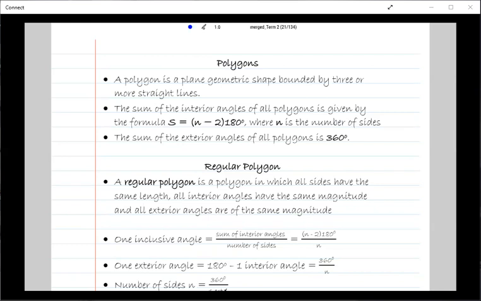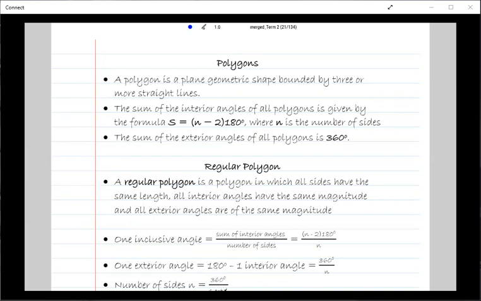That shape is called a polygon. So a triangle is a polygon, a square is a polygon, a pentagon is a polygon, all right? As long as this shape is flat, closed, and has what? Three or more straight lines, it is called a polygon.